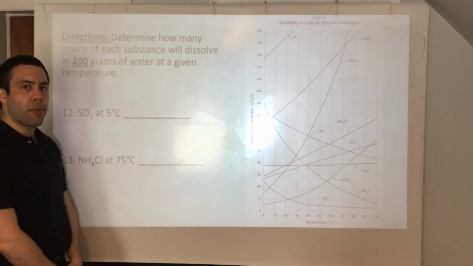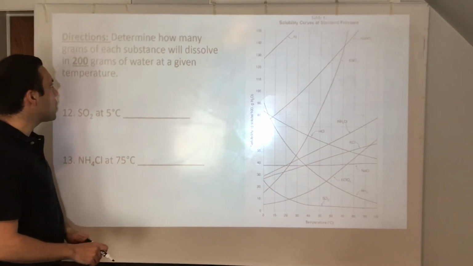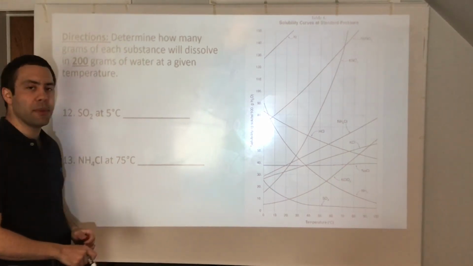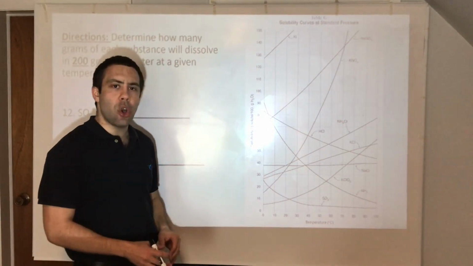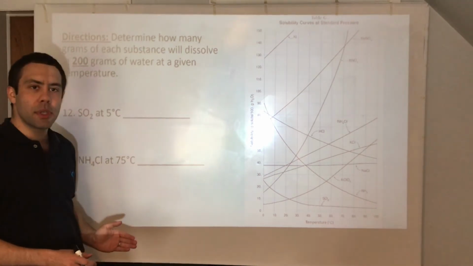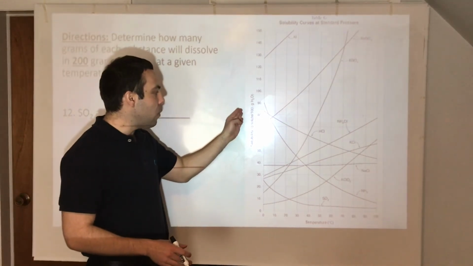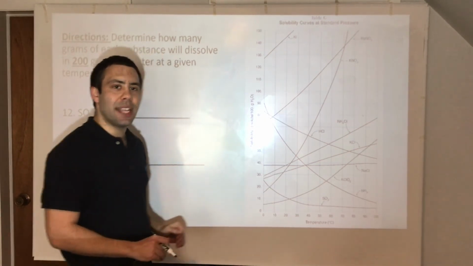For these next set of problems, the directions state, determine how many grams of each substance will dissolve in 200 grams of water at a given temperature. Remember, Table G is based off of 100 grams of water. So for each of these problems, since we're doubling the amount of water, we'll have to double the amount of substance dissolved at that temperature.